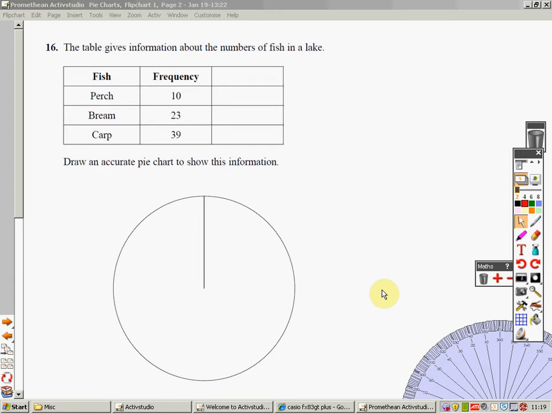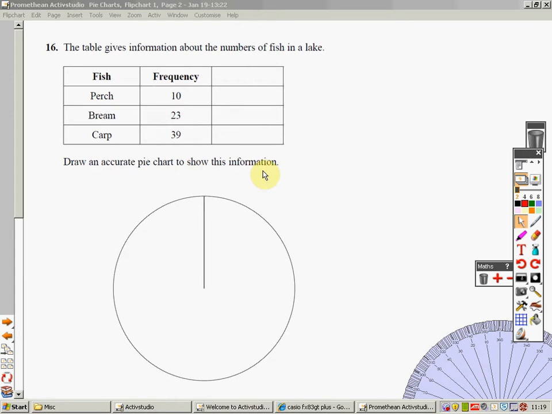This one is for pie charts, helping you draw pie charts, and more importantly in a minute, helping you interpret pie charts. Okay, this is a question. The table gives information about the number of fish in a lake. 10 perch, 23 bream, 39 carp. Draw an accurate pie chart to show this information.